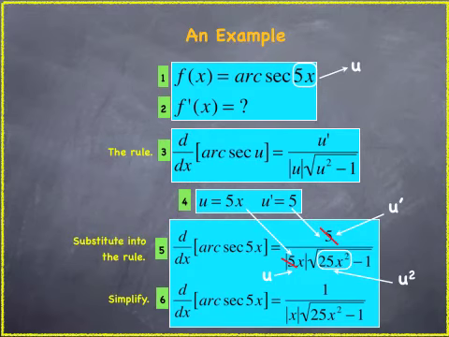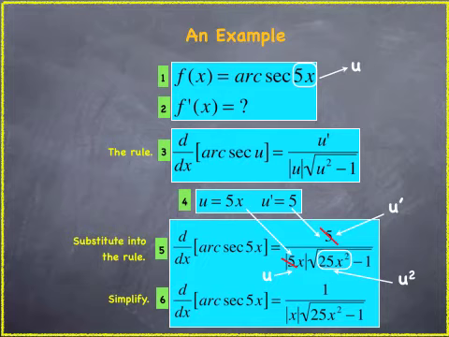So let's do an example. In step 1, we have a function. It's the arc secant of 5x. In this particular case, our u would be the 5x. So anything after the arc secant other than x is going to be called our u.